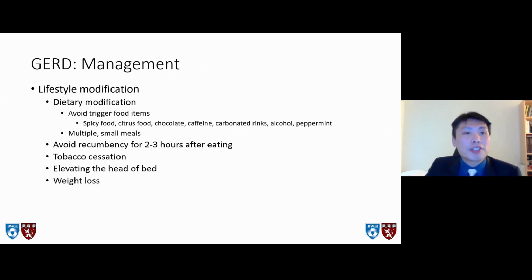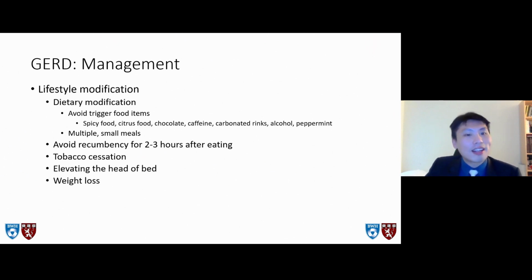So what are some of the ways we manage reflux? The first line is often lifestyle modification, including dietary modification by avoiding trigger food items, and also suggesting to patients to eat smaller meals. Multiple small meals are usually better for patients. Avoiding lying down for about 2 to 3 hours after eating is another way to help reduce reflux.